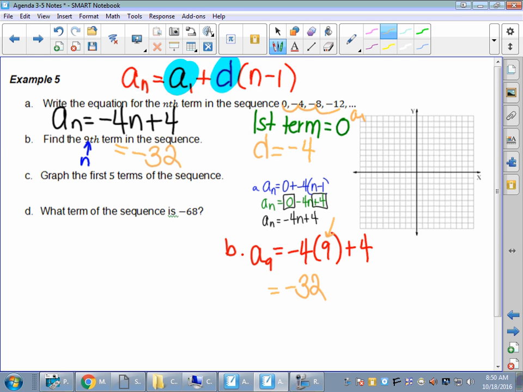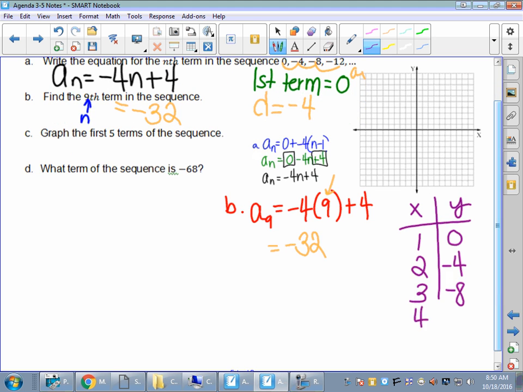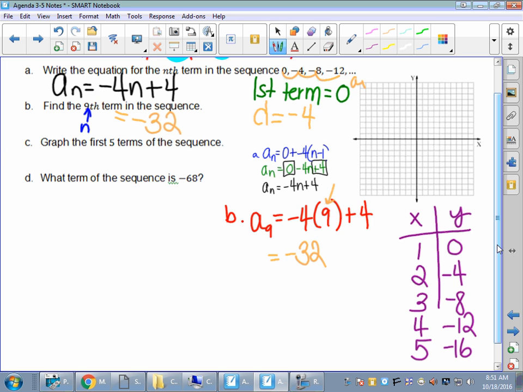Now it says to graph the first 5 terms in the sequence. Well, that's easy, right? Think of this like my first term is 0. My second term is negative 4. My third term, I'm just adding this x column right here, but notice the y is staying with my original sequence. My third term's negative 8. My fourth term is negative 12. My fifth term would fall right off the graph.